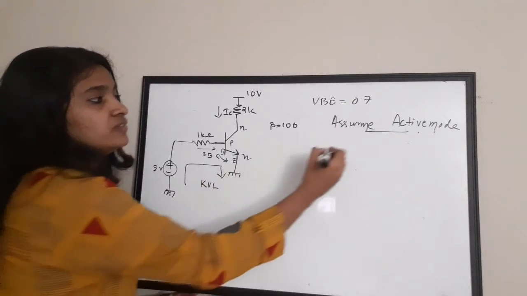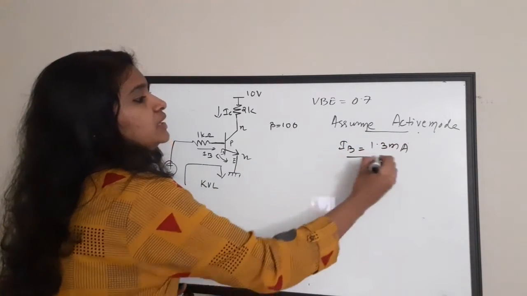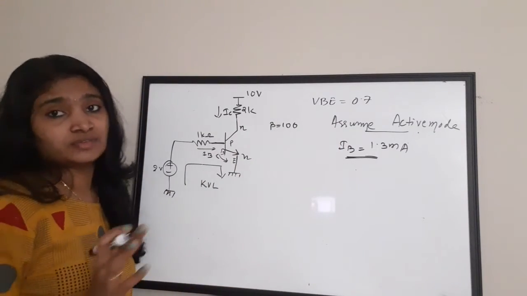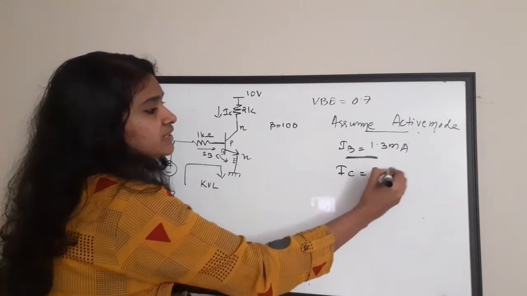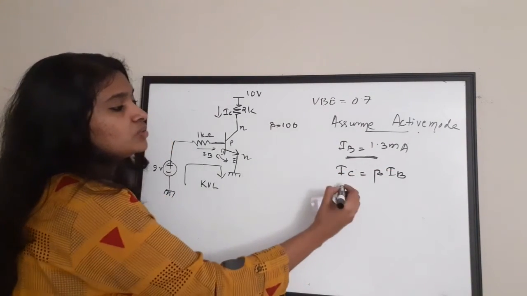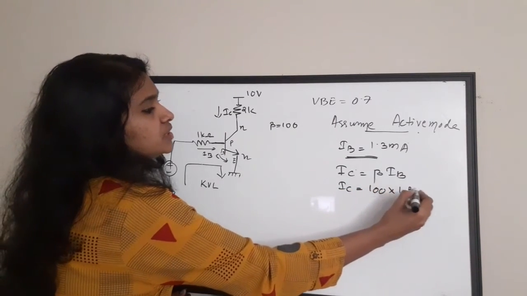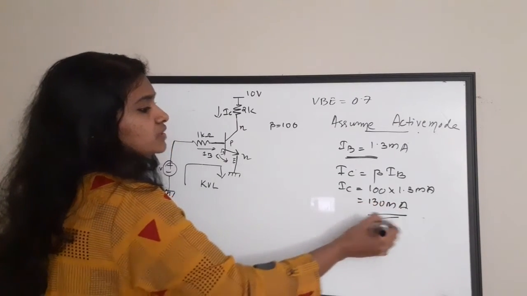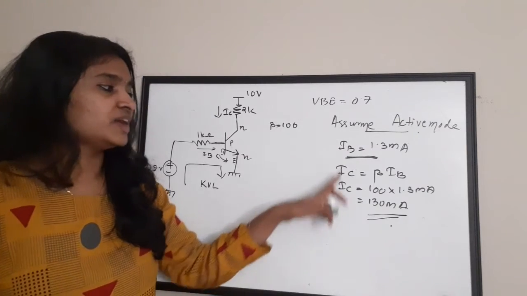Now we have the value of IB equal to 1.3 milliampere. We have assumed it is an active region. So what is the relation between IC and IB? IC equals beta times IB. So IC will be equal to beta, which is 100, into 1.3 milliampere, which is equal to 130 milliampere. Fine. Now we have the IC value.